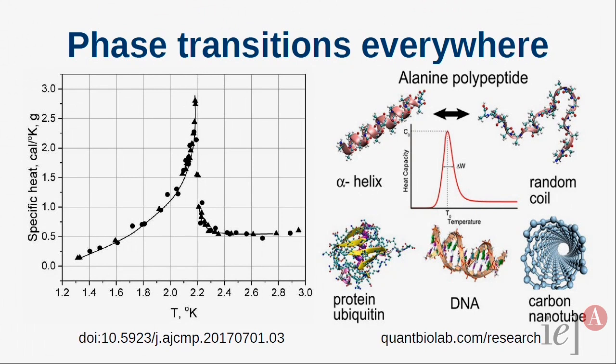But I found that phase transitions also happen even in biological systems. Microbiological systems with DNA and biological proteins also present a phase transition in the heat capacity. So we see here that those phase transitions appear not only in the classical fields of physics, but also in many other areas.